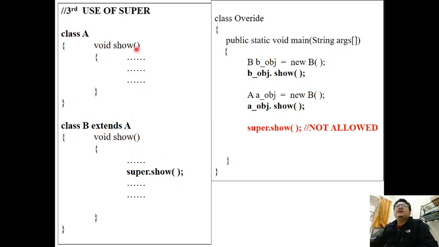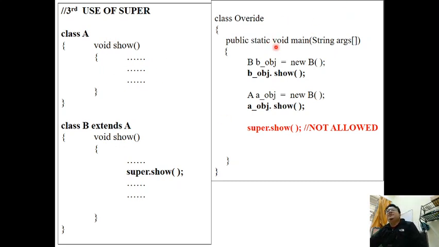Now suppose you want to invoke this void show method of class A, which has already been overridden in class B. Then you can use the super keyword inside the show method of B. So in the first statement of the show method of class B, you need to have this super.show method. Because of the presence of the super.show method in the show method of class B, this method will be invoked.